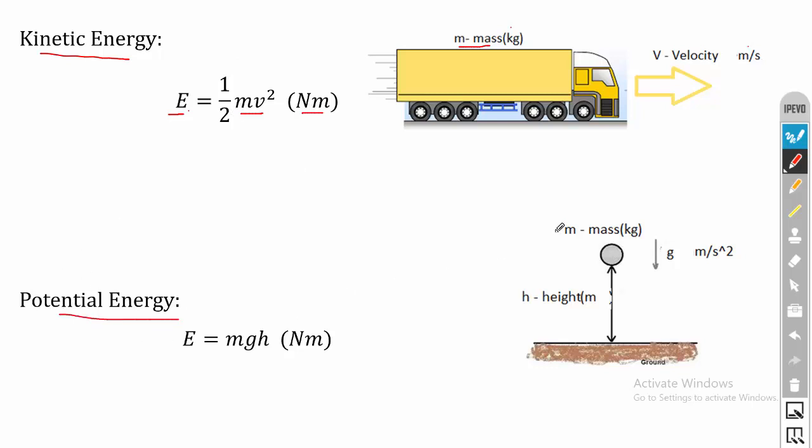Then the potential energy, when an object is falling from a height. For example, imagine that we are going to fix a spring here. So the potential energy of that object is being absorbed by the spring. In that case, the potential energy produced by the object is mgh. Here, m is the mass in kg, g is the gravitational acceleration in meter per second square, and h is the height.